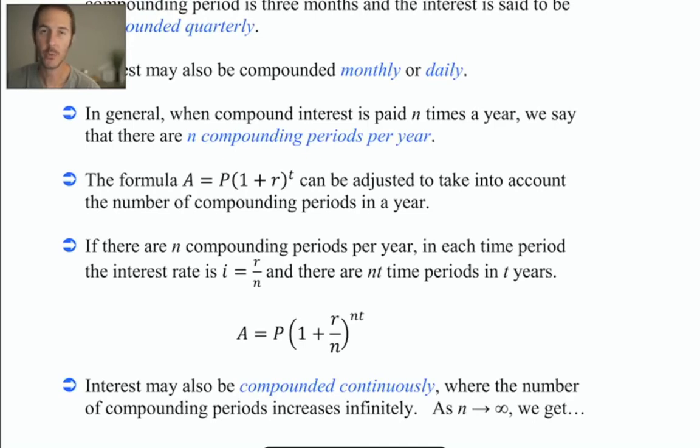If it's compound annually, your n value is a 1. If it's semi-annually, twice a year, your n value is a 2. If it's quarterly, your n value is a 4. 4 quarters in a whole. Monthly, n is 12. I'll stop there before I drive you mad. But be aware and put into your notes also that n represents the number of compoundings per year.